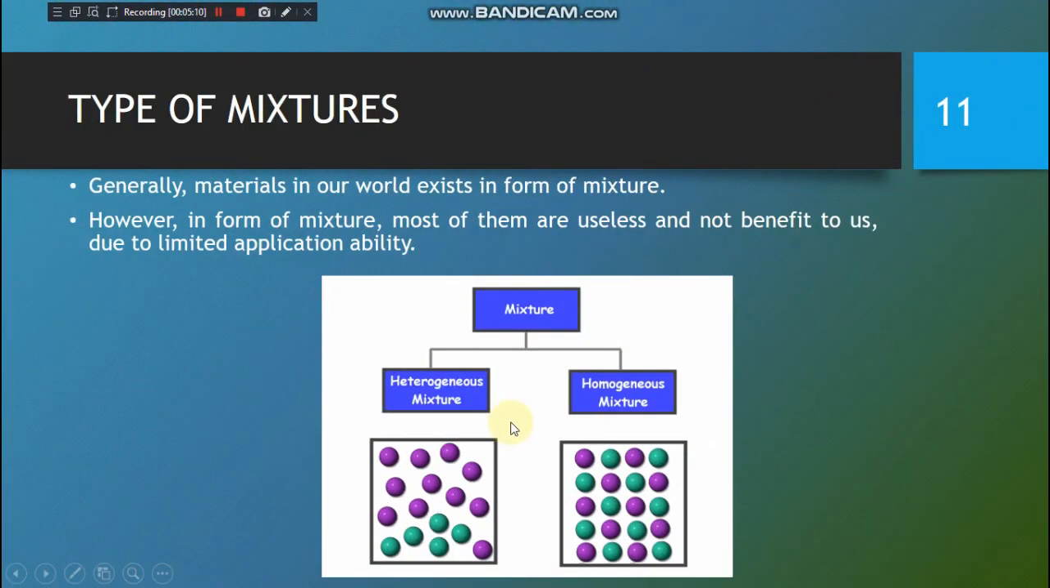Next, we will move to the types of mixtures. So generally, materials in our world exist in the form of mixtures. However, in the form of mixtures, most of them are useless and not beneficial to us due to the limited application ability. So basically, the types of mixtures can be divided into two parts, which are known as homogeneous mixtures and heterogeneous mixtures.